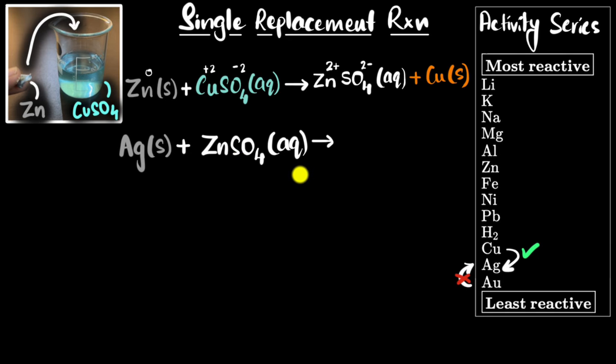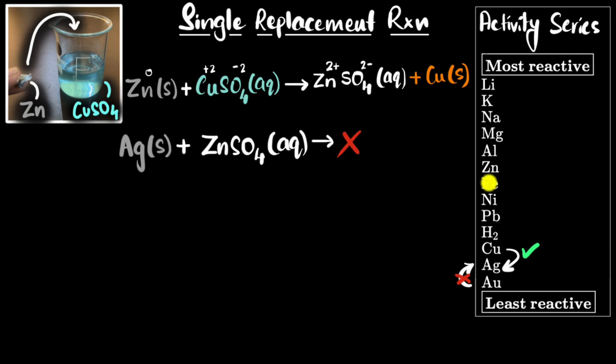Why don't you pause and try? All right, so the question is, can silver replace zinc? And for that, I go back to my activity series. Zinc is over here. Silver is here. Silver is below zinc. So that means silver is less active than zinc. That means it can't. It cannot replace zinc, and therefore nothing happens over here.